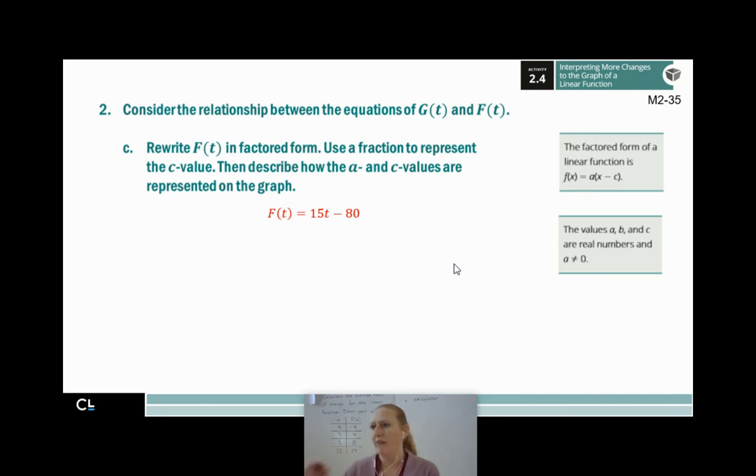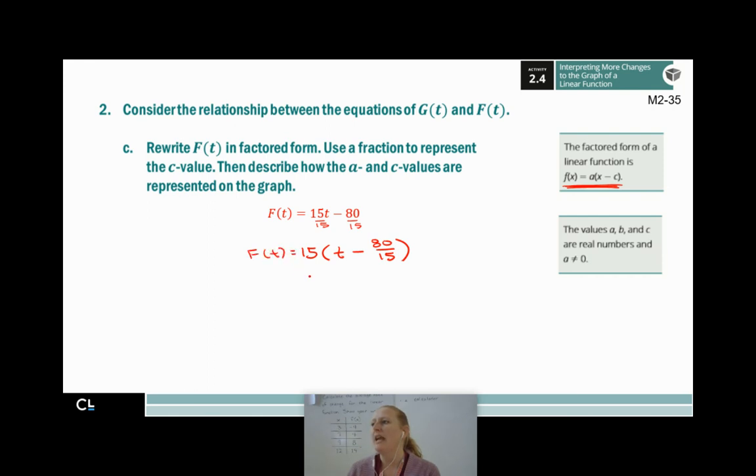So for factored form, I want my slope to be split off of my variable. So you know what I'm going to do, as weird as it is? I'm going to divide everybody by my slope. So that means my slope, I'm going to factor it out. I'm going to take it out here, and then I have minus 80 over 15. That's how you turn it into factored form.